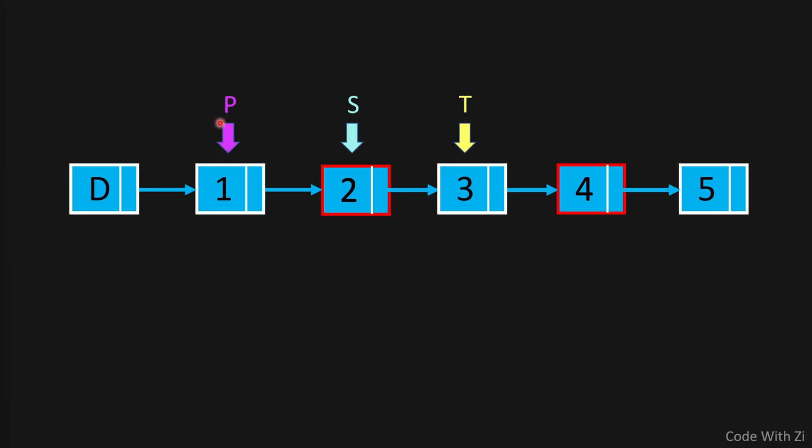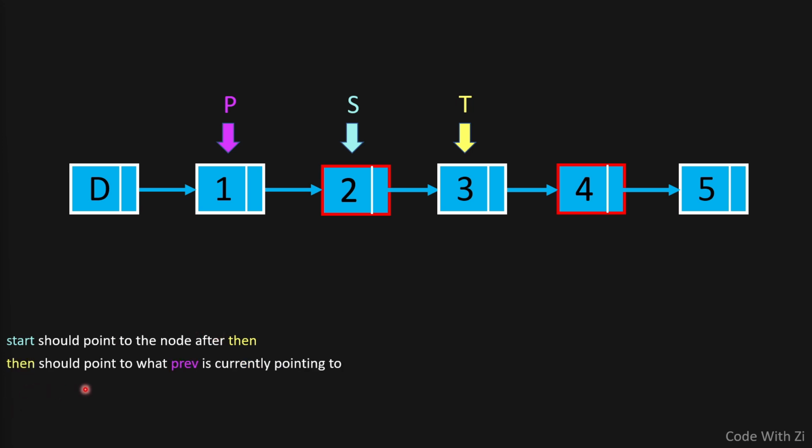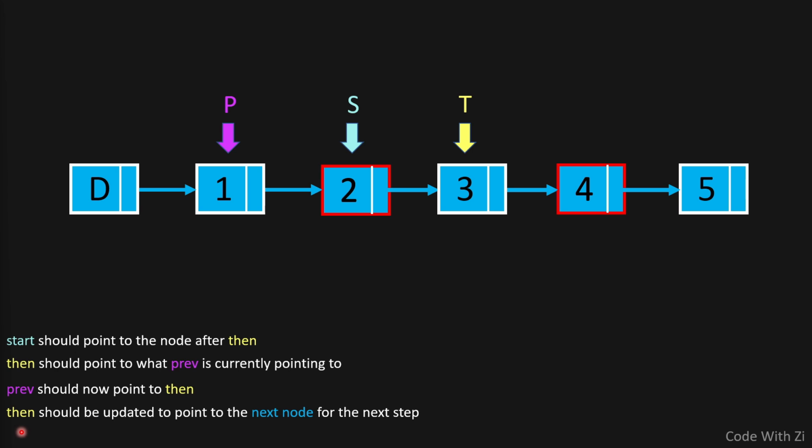Once we have these set like this, we're going to follow 4 simple rules. The first one is that start should always point to the node after then. The second one is that then should point to what previous is currently pointing to. The next rule is that previous should now point to then. And the last one is that then should be updated to point to the next node for the next step. And you're going to see how all of this works in the visualization, don't worry.